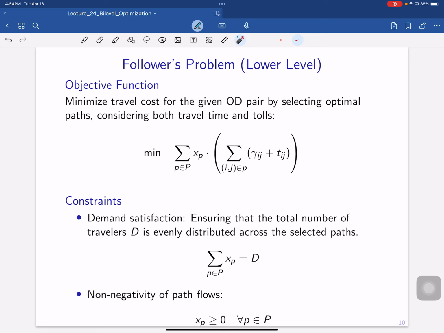And then we need to have some constraints on demand satisfaction. If you sum over all the paths, they have to satisfy the total demand, that will be the total number of travelers who want to travel from origin to destination. And you can perhaps set some bounds on those variables. For example, you cannot make each path too congested, so there will be an upper bound on xp. So that then the travelers will react optimally.